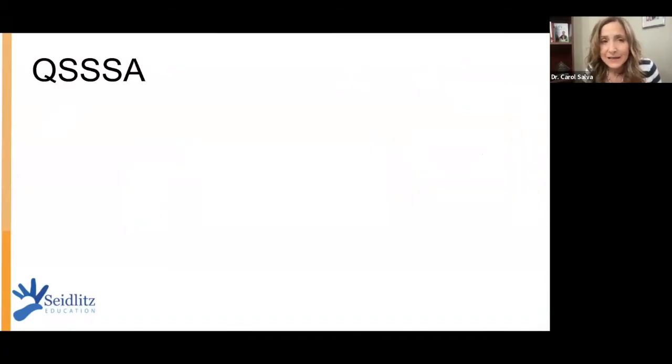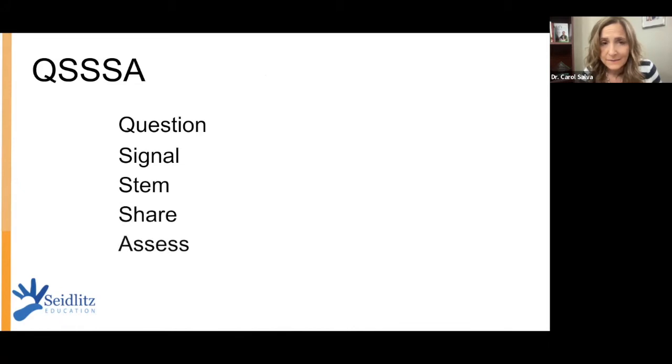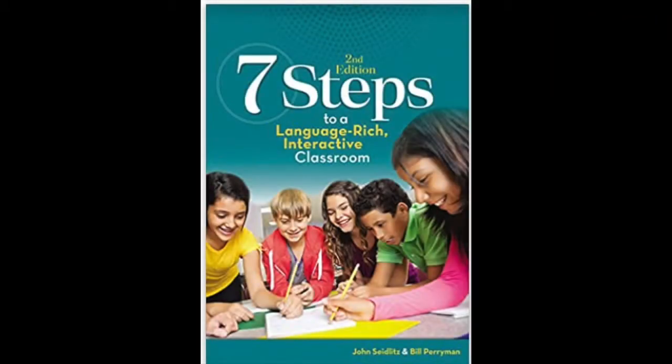We are sharing a strategy. The technique is called QSSSA. That's 3 S's. Any teacher, kindergarten through calculus, this technique really works for structuring conversations. It stands for question, signal, STEM, share, assess. That's where we get the QSSSA. And we want to attribute this to John Seidlitz and Bill Perryman, who brought us this technique about 10 years ago in their 7 Steps to a Language-Rich Interactive Classroom.